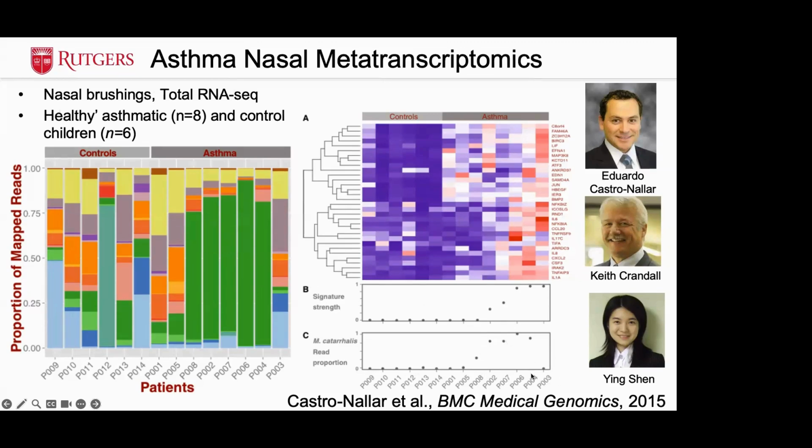Except for this one child right here, this individual didn't have a lot of Moraxella, but had some other microbes that were inflammatory as well. So that's why you're seeing this inflammation signal. It's not really specific to Moraxella. Okay, so that's what you're actually seeing in this.